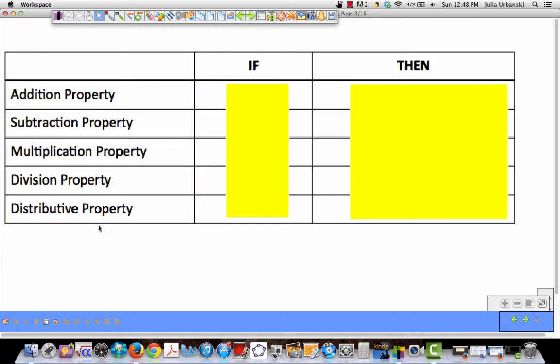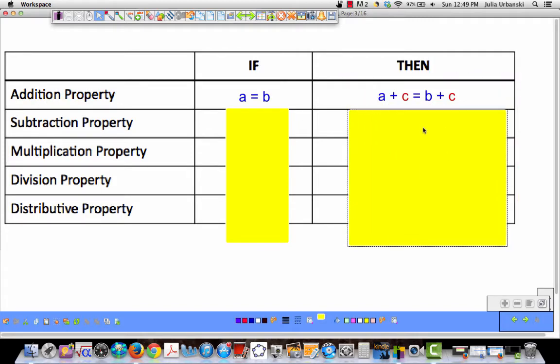Okay, we have these rules that you already know. You're already familiar with them, but we're going to be using them in a new way like you haven't used them in the past. The addition property says that if you have two sides of an equation that are equal, then you are allowed to add the same thing to both sides and it will still be equal. So you could say A plus C equals B plus C, and it would still be true. It would still be balanced.